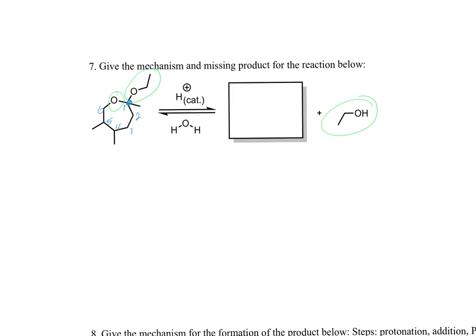So that means carbon 1 had to be 1, 2, 3, 4, 5, 6, and then OH. Now somebody might ask, well, how did you know that?